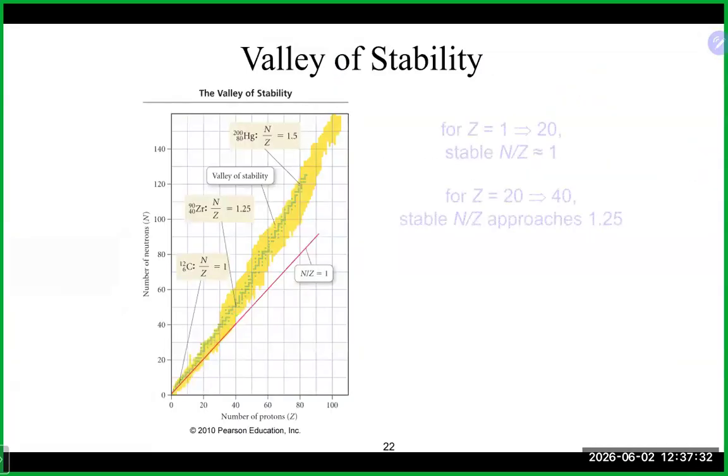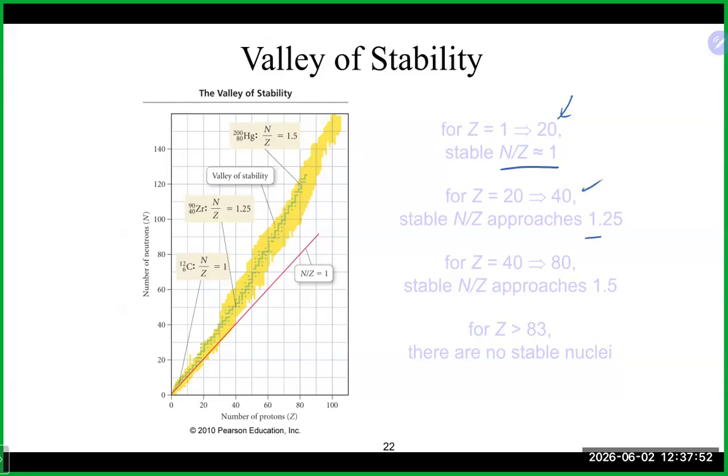We do look at the valley of stability, or the belt of stability, which is that yellowish smear there. And the acceptable ratios do depend on the atomic number of what you're looking at. So if you have an atomic number between 1 and 20, an acceptable ratio is basically a ratio of 1. If you're between 20 and 40, 1.25. 40 and 80 in terms of the atomic number, 1.5. Anything above 83, which would take you 84 and above, will be radioactive and not stable at all.